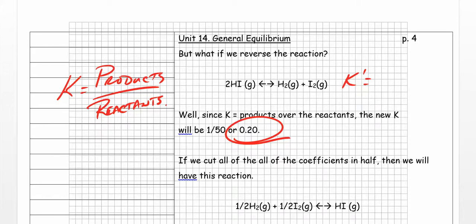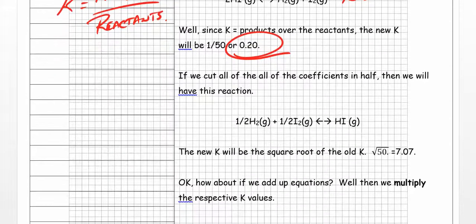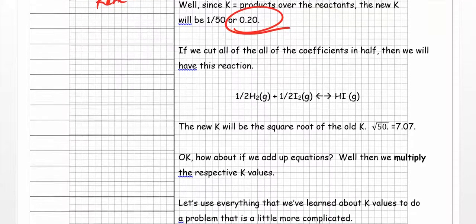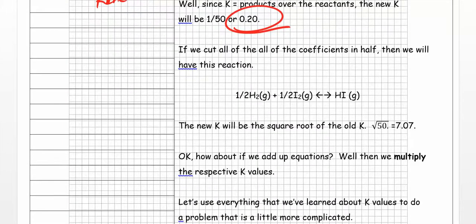All right, let's move on. Well, what happens if we cut all of the coefficients in half, right? Then we will have this reaction, 1/2 H2 plus 1/2 I2 yields HI. That was a 2 previously, now it's just HI, right? So what will the new K be, right? What will be K prime for this reaction? Well, here's what we're going to remember.